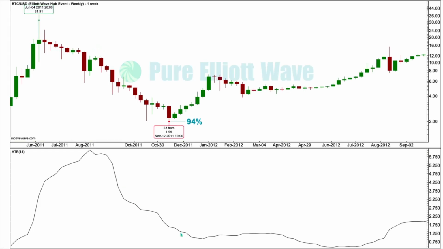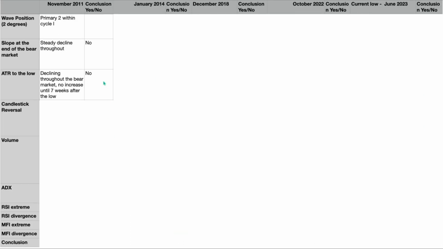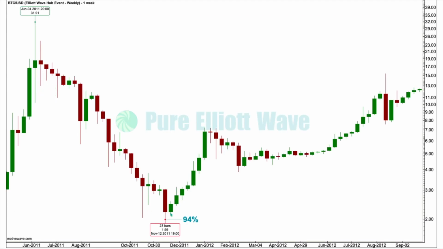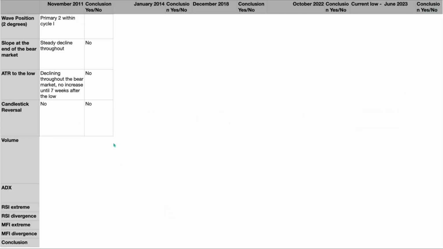ATR shows a steady decline in volatility throughout the bear market to the end. No volatility spike at the end. We did not see ATR increase until 7 weeks after the low. So you might have had to wait to see what I call strength off lows for 7 weeks after that low. We did not see a bullish candlestick reversal pattern either, so nothing close to the low to indicate it could be over.